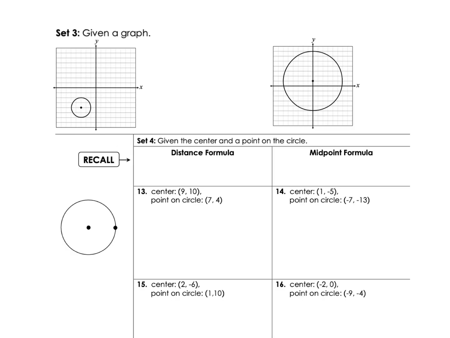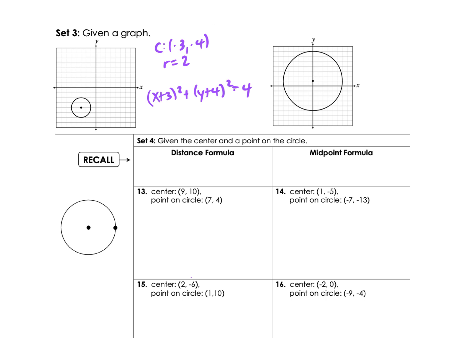Yeah. If you're given a graph, find the center, find the radius, write the equation. So look at number 3. What is that center? The center is at (-3, -4). And what's my radius? 2. So (x + 3)² + (y + 4)² = r², which is 4. That should be pretty straightforward. If you can graph it, you should be able to write the equation from the graph.